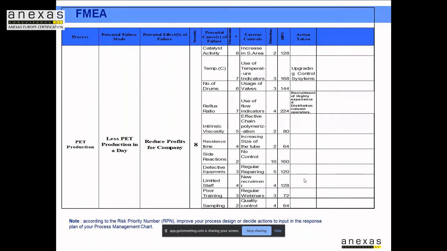Sir, it's a failure mode and effect analysis. Okay, failure modes and effects analysis. Would you like to explain that? So we have taken the data from cause and effect. We discussed what the failure modes are in the production process. Potential failure mode is CTQ, less production per day. Potential effect of failure is it would reduce profits for our company. And we have given severity as 8.